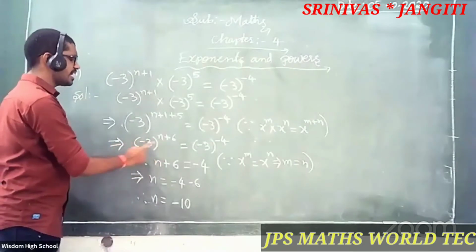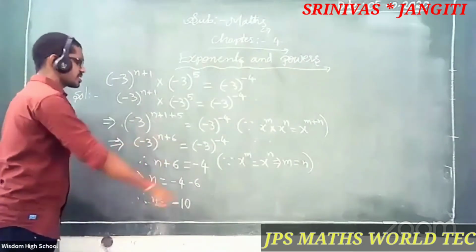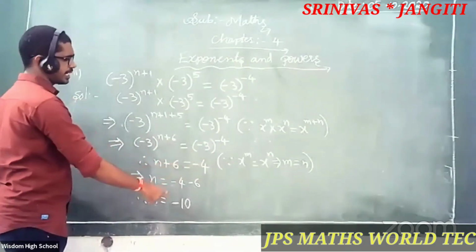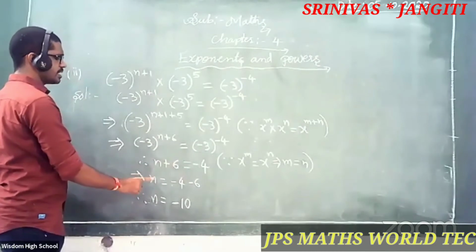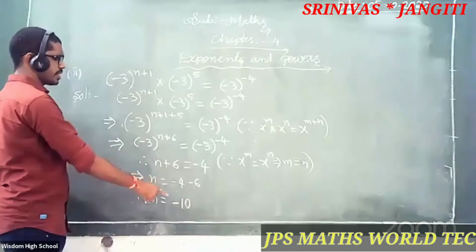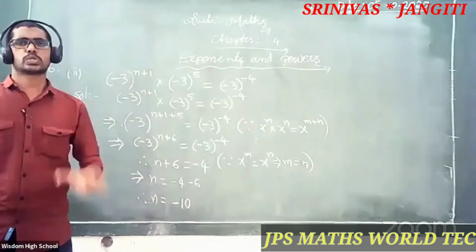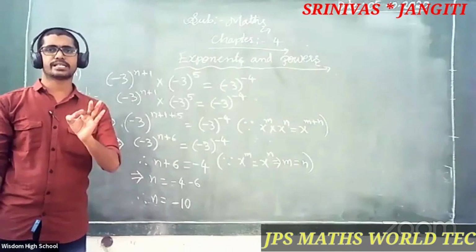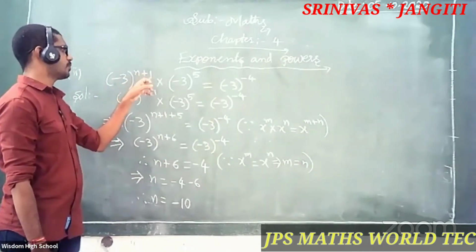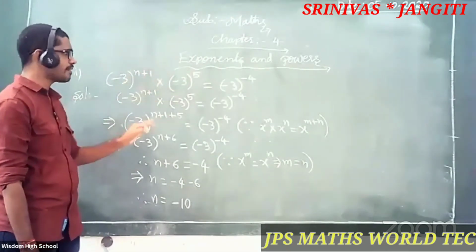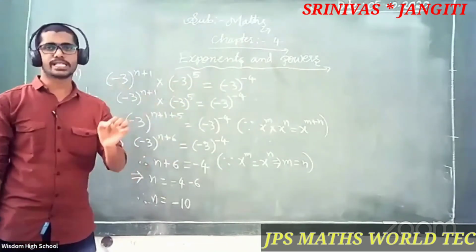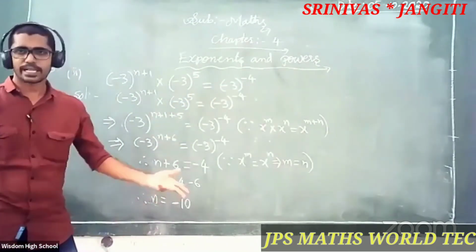But here you want only n, so you don't want this 6. The 6 is transferred to that side. Here plus 6, you transfer to the right side. Then what happened here? Negative. Then minus 6. Therefore, n is equal to what? n is equal to minus 4 minus 6, which you get as minus 10. So the result is minus 10. When minus 3 all to the power of n plus 1 into minus 3 all to the power of 5 is equal to minus 3 all to the power of minus 4, then n is equal to minus 10.